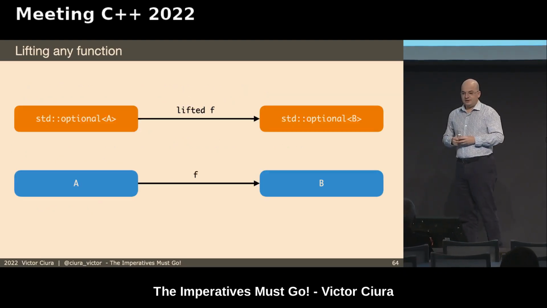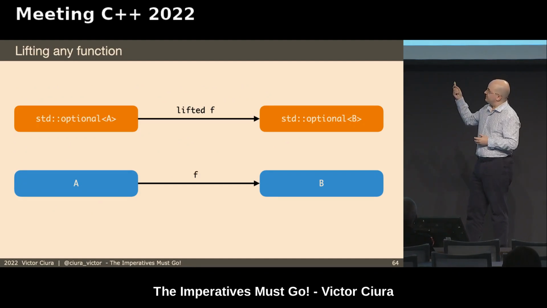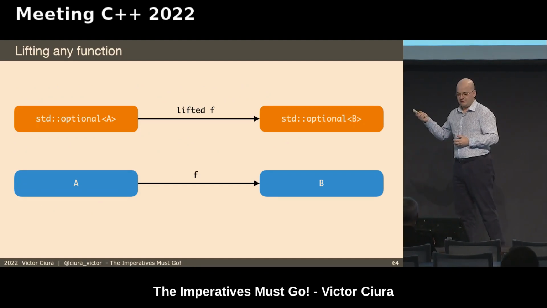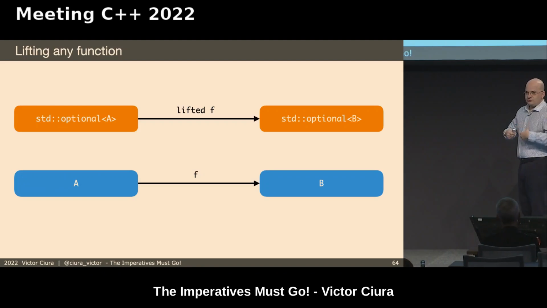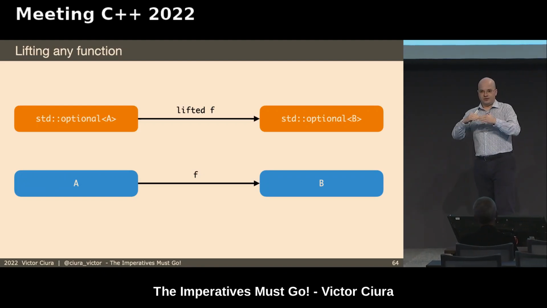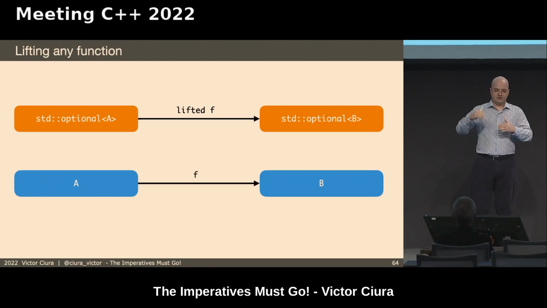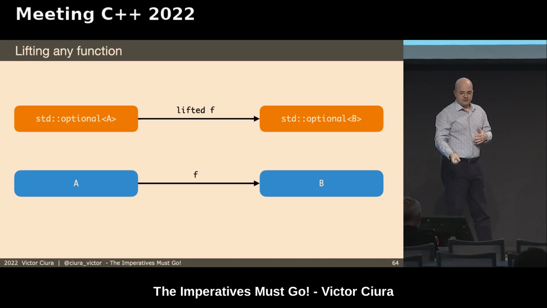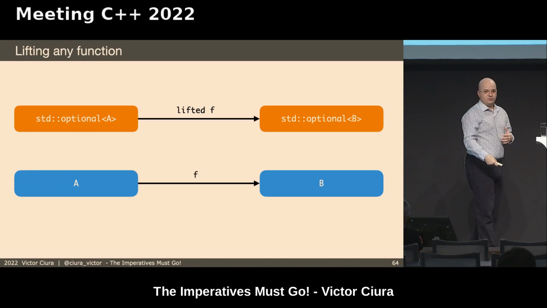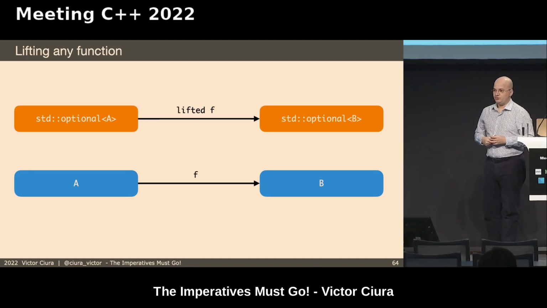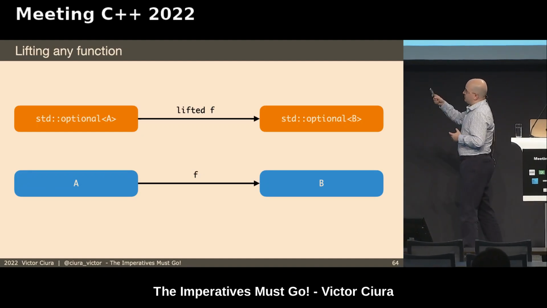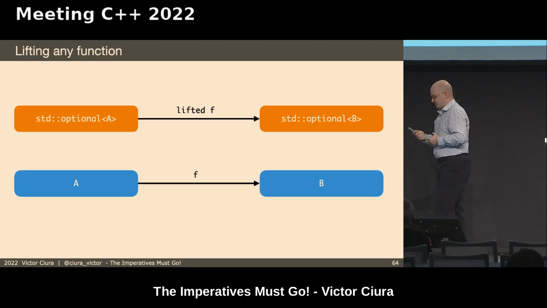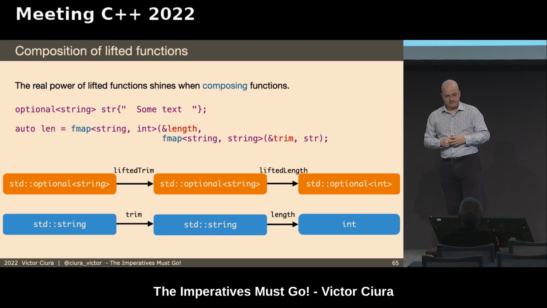And lifted f, the exact same diagram, exact same idea, now just generalized. For an f function, we now have a lifted f through an fmap higher order function that now takes us from optional of A to optional of B instead of A to B. So instead of going to string, optional string to optional string, let's say.